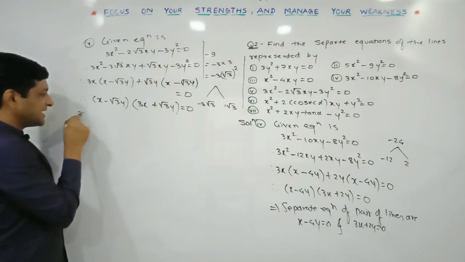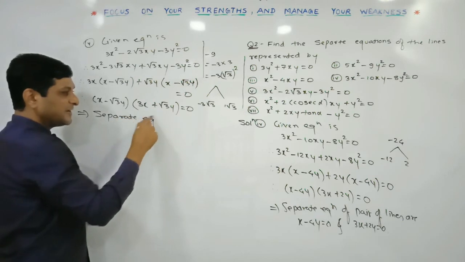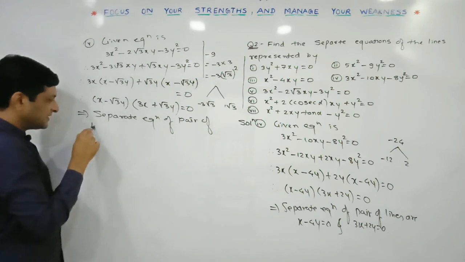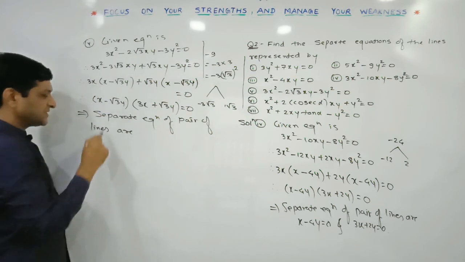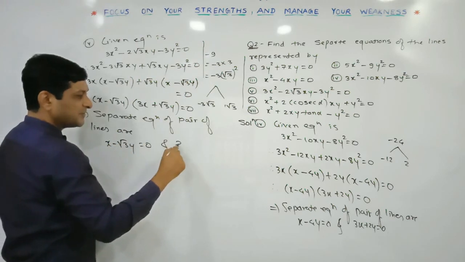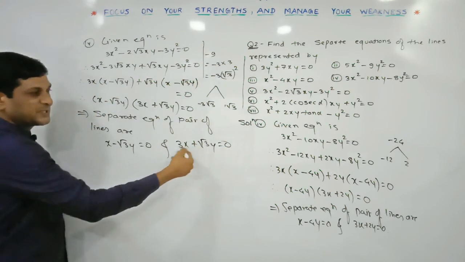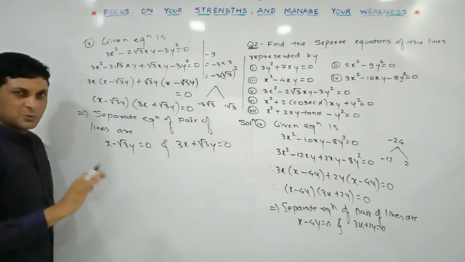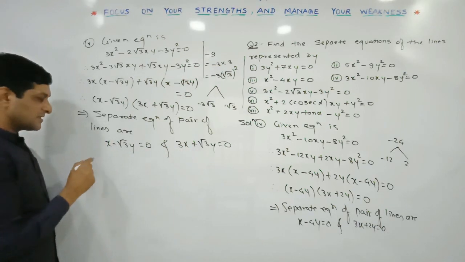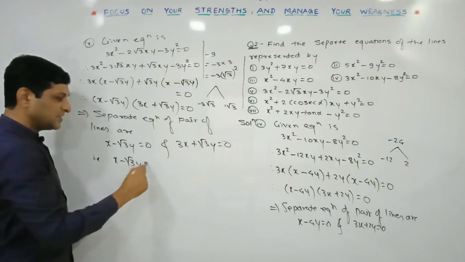So that's why we can say that this implies that the separate equations of the pair of lines are, what is the first equation? x minus root 3y is equal to 0, and the second equation is 3x plus root 3y is equal to 0. If you observe here, both the terms can be divisible by what? Root 3. If you are writing the separate equations in this form, you will get the full weightage. Otherwise you are able to write it in this form also.